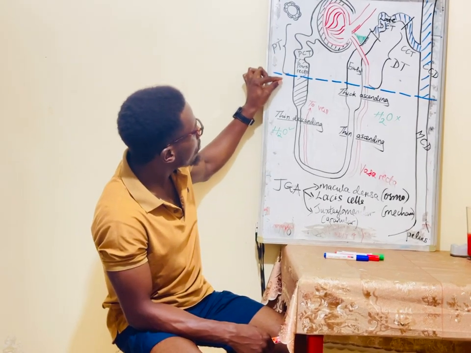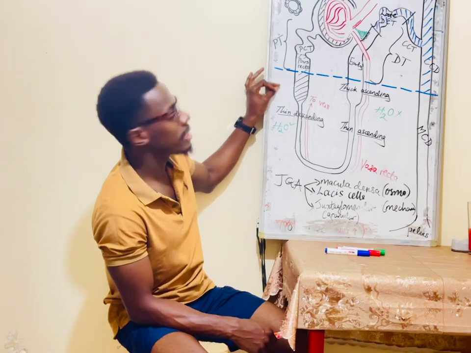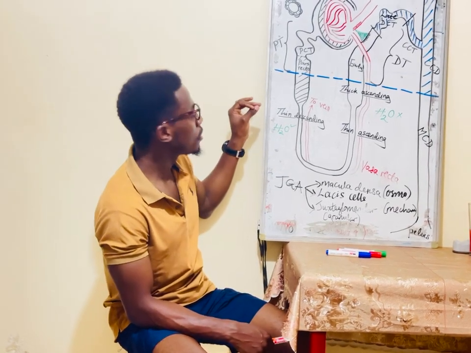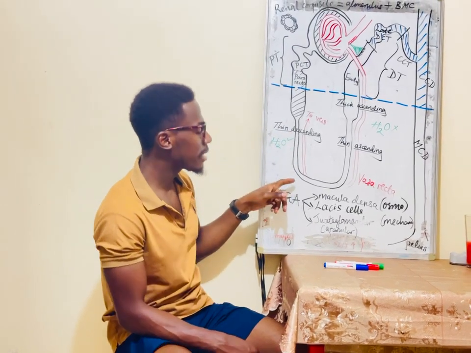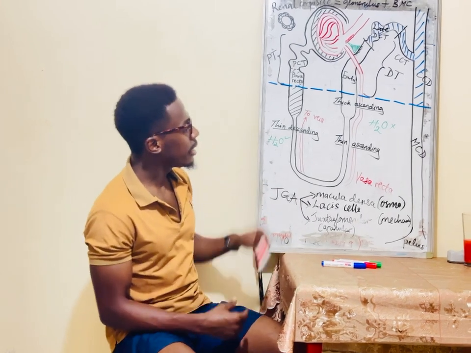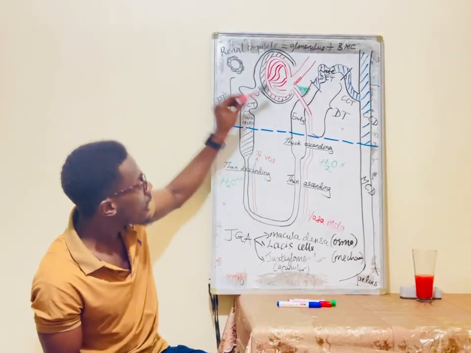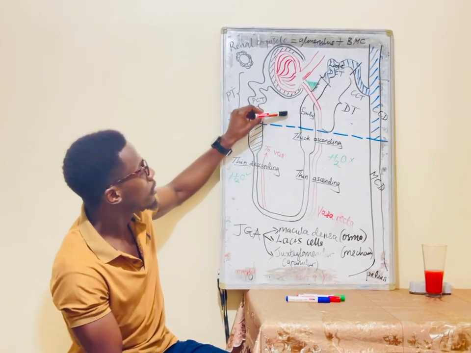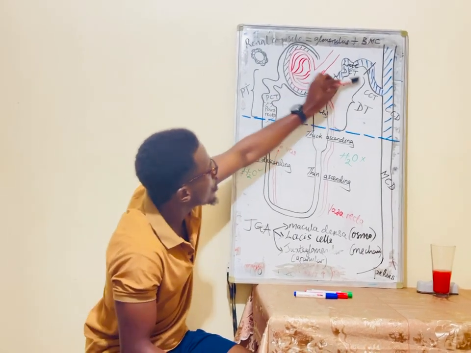And so here we have a thick descending segment, which really has the same physiological properties as the rest of the proximal tubule. And then we have the thin descending segment, then a thin ascending segment, and then a thick ascending segment, which passes back into the renal cortex from the renal medulla. And then there we have the distal tubule.